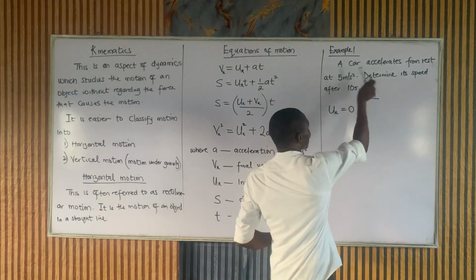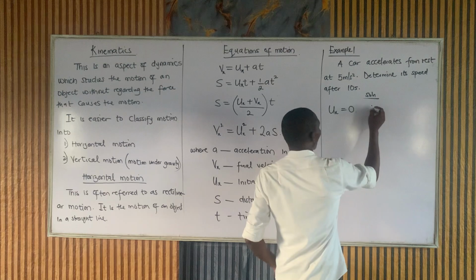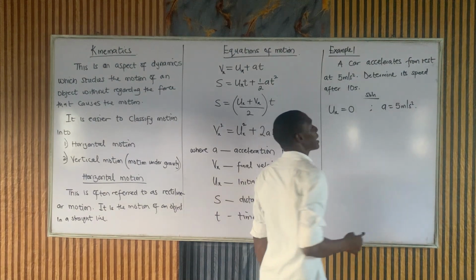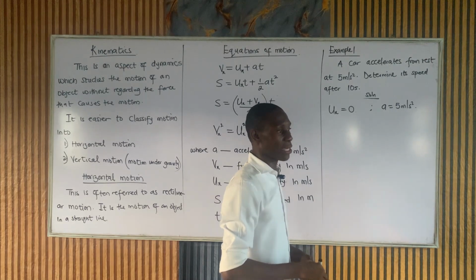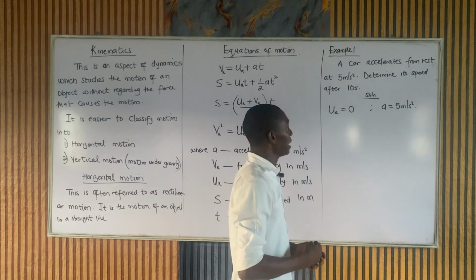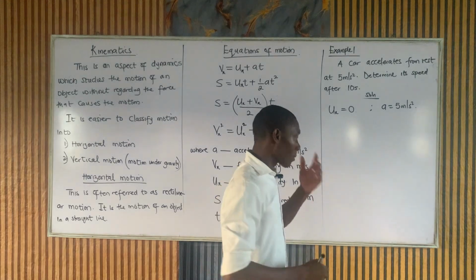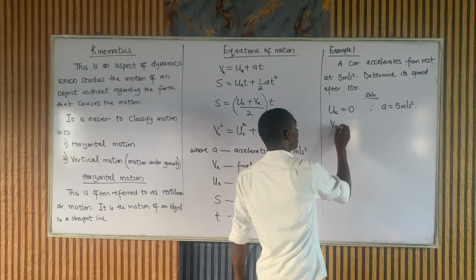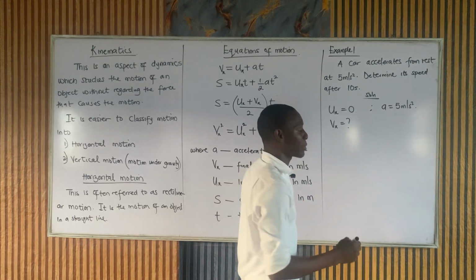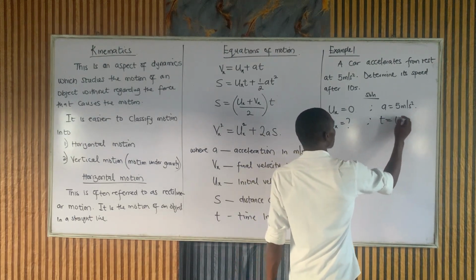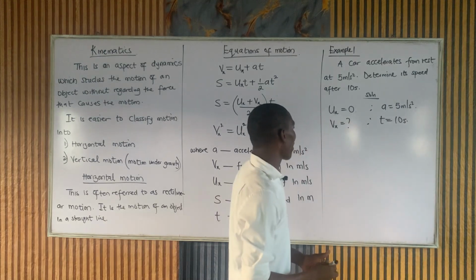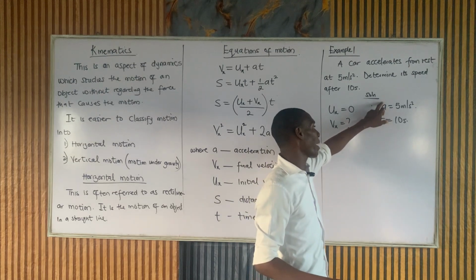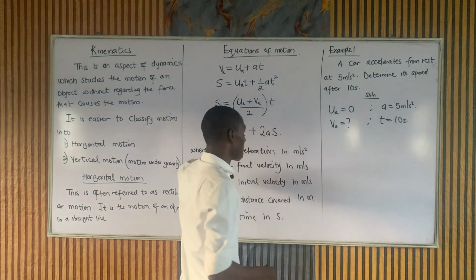A car accelerates from rest at 5 meters per second squared. That's the acceleration. Determine its speed after 10 seconds. If we have to find the speed, or you can say the velocity, and we're given the U, obviously the other speed we should be looking for is V. After 10 seconds is the time, T equal to 10 seconds. So we have our U, we are looking for V, and we are given A and T. What equation here has V that we can use?